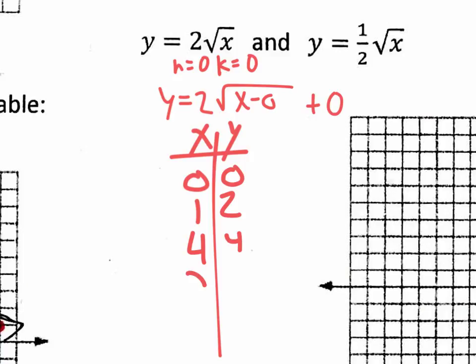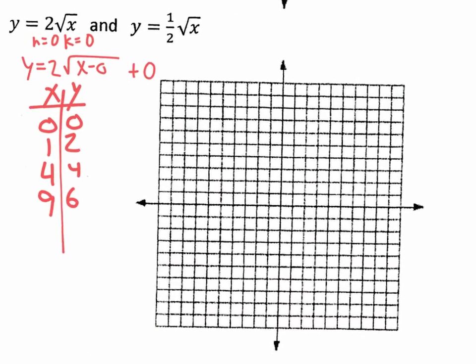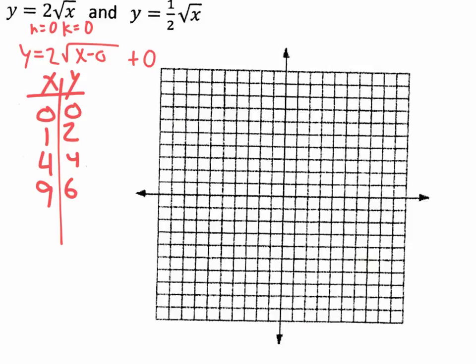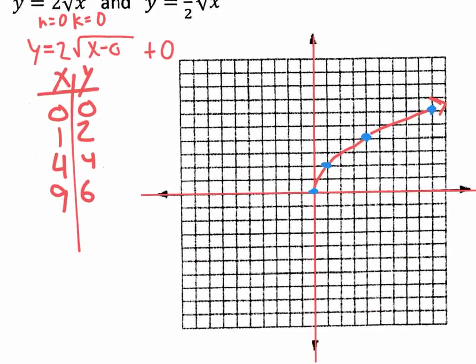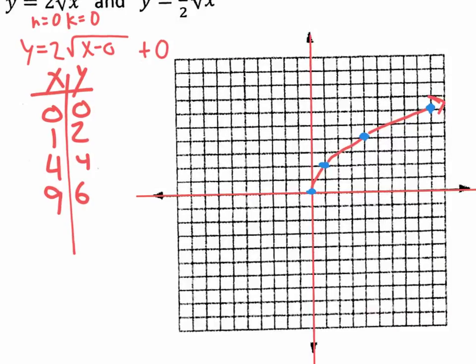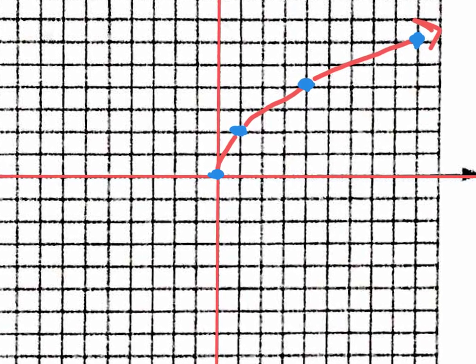And how about 9? If I plug in 9, what do I get as an output, guys? 6. Thanks for being awake. So we have those coordinates. Let's graph those coordinates. So I've graphed the coordinates that we came up with, 0, 0, 1, 2, 4, 4, 9, 6. As you can see, it's very similar to the parent graph, which is y equals the square root of x.